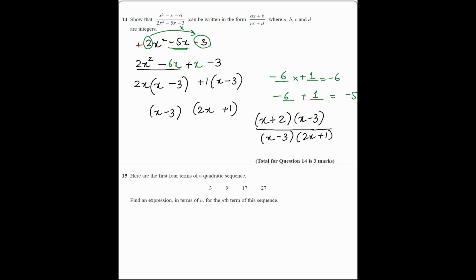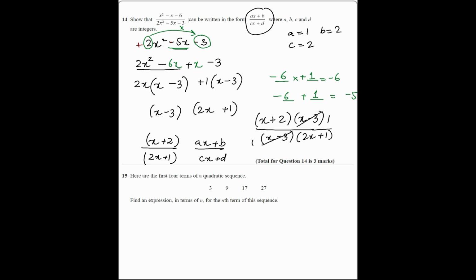These are the factors of the denominator. So x minus 3 and x minus 3 cancel by 1 and 1, and we will be left with x plus 2 over 2x plus 1. Now if you compare it with the given form ax plus b over cx plus d, the coefficient of x here is 1. So a is 1, b is 2, and c is 2 again, and d is 1.